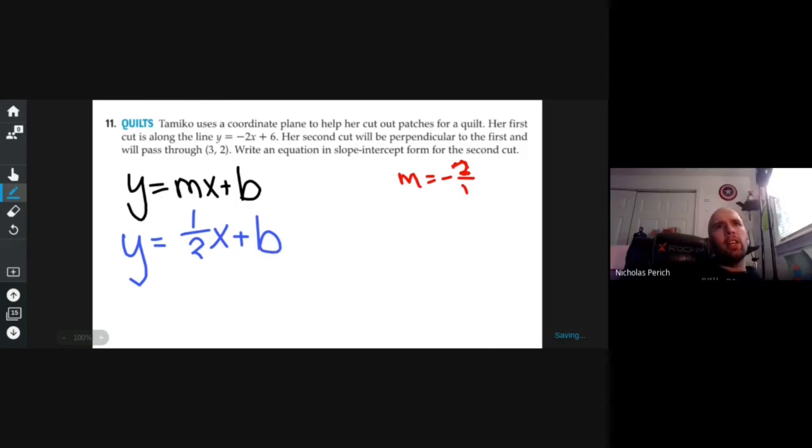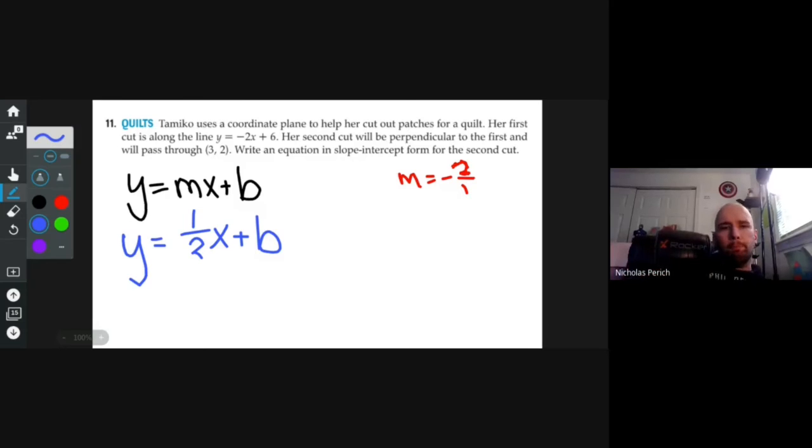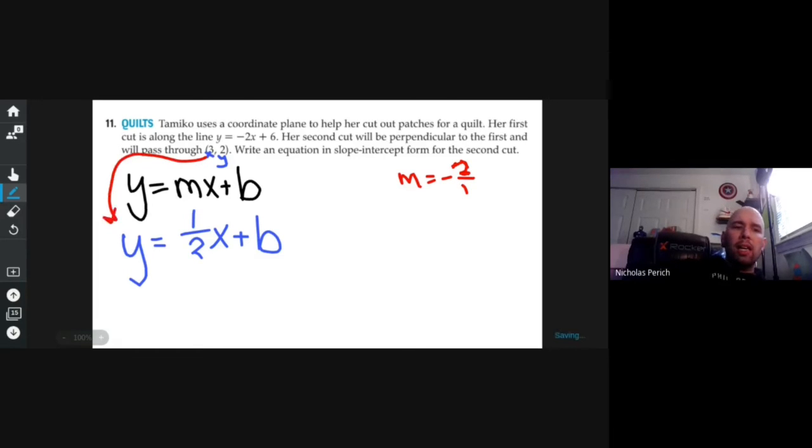Well, I don't have my full equation yet. I do know the slope. I need to find the y-intercept. I wish there was a way that Mr. Perich taught us to find the y-intercept. There is. I may not have the y-intercept. What do I have? A point. And I'm going to label that point xy. Now, normally I label points x sub 1, y sub 1. True. But in this case, I'm labeling my point xy because I'm going to replace the xy in here.